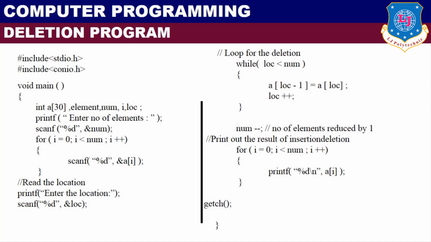And when we reach that condition, we decrement our array size as we reduce our array elements by 1, and then we once again display our array: for i equals 0, i less than num, i plus plus, printf "%d\n", a[i], and getch.